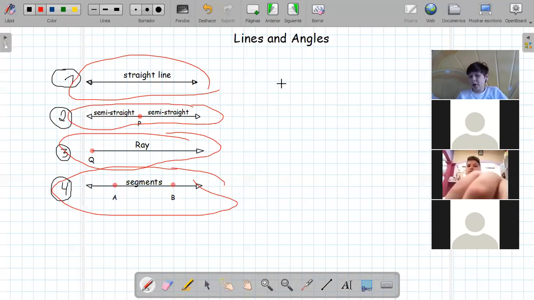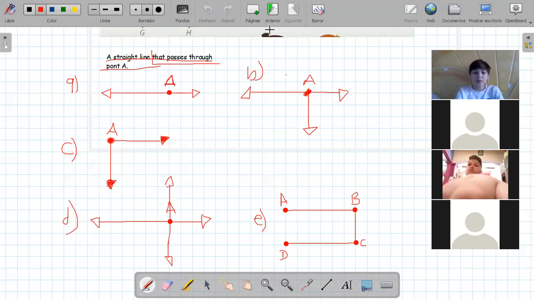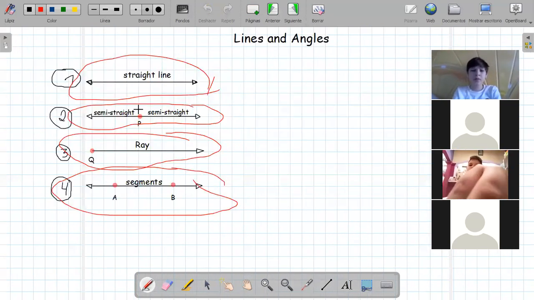Okay, listen. To understand this one that we are doing, first you have to learn this. What is a straight line? What is a semi-straight line? What is a ray? And what is a segment? That is the first thing that you have to learn.